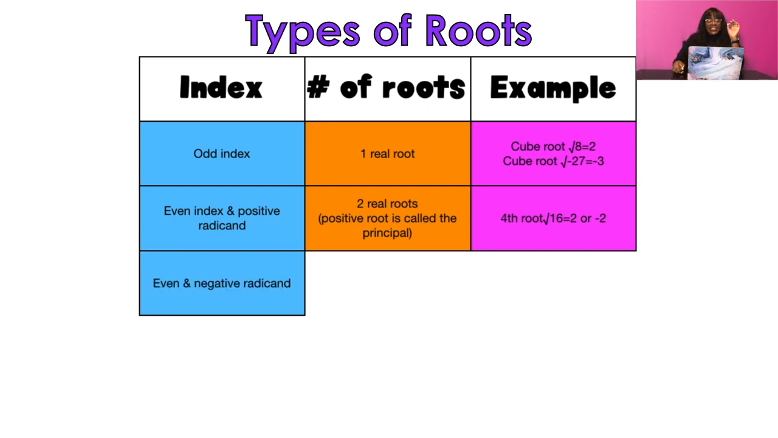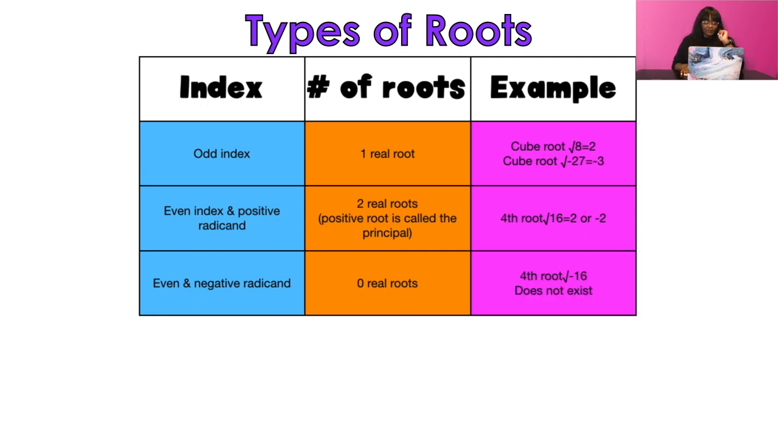If I have an even index and a negative radicand, the number inside of the radical is a negative number. I have 0 real roots. We cannot do that. If I ask you what the square root of negative 4 is, you cannot give me that answer because there are no 2 exact same numbers multiplied that give me a negative 4. So the 4th root of negative 16 does not exist. I'm just going to say there's no answer.